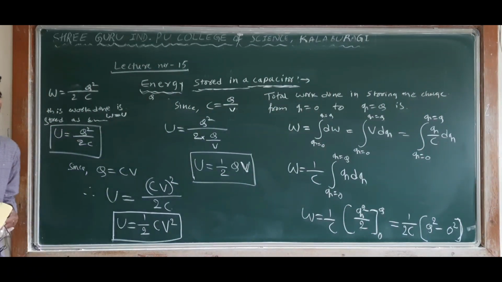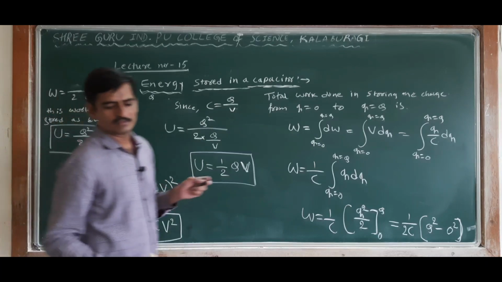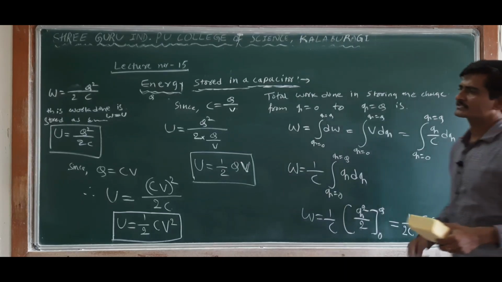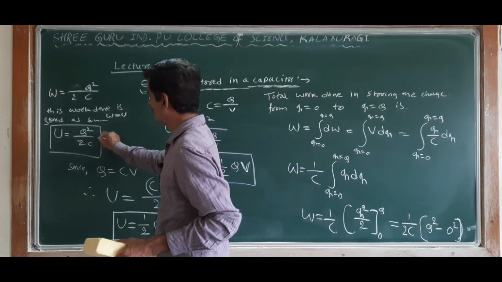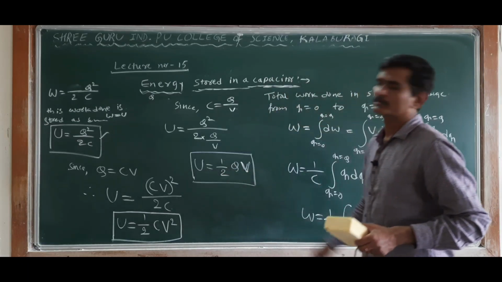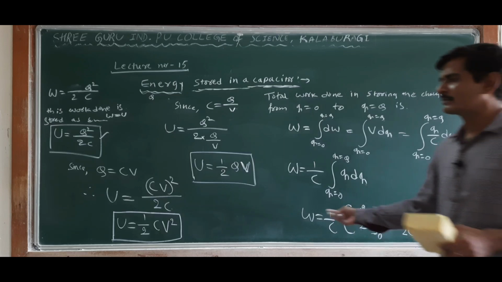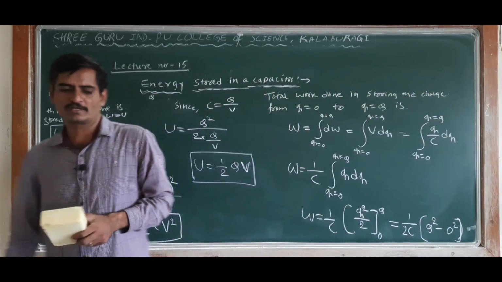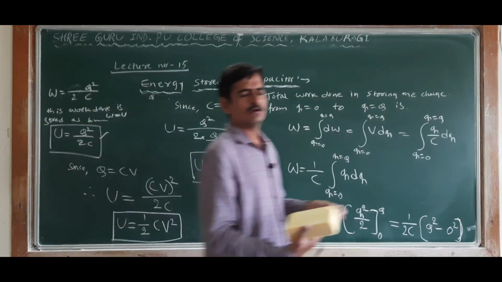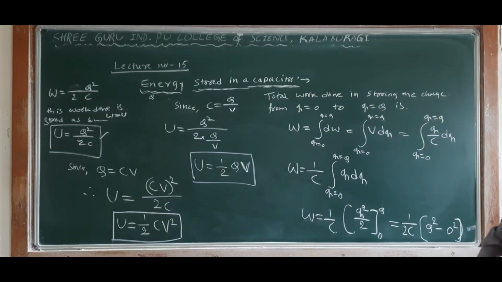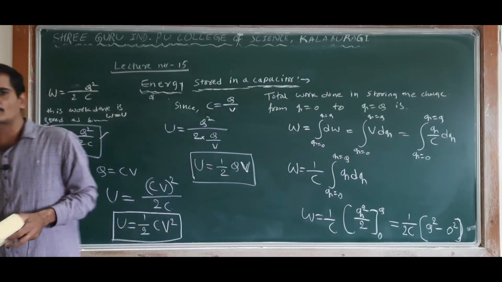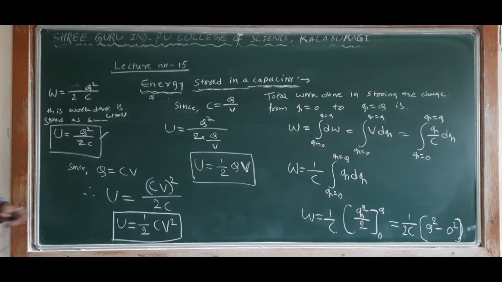Understood? This derivation is also very important for theory exam. So energy stored in a capacitor is given by the formula q square divided by 2C, or 1 by 2 CV square, or 1 by 2 QV. And the energy stored in a capacitor is nothing but the work done in transferring the charges from one place to another, and that work done is stored as potential energy.